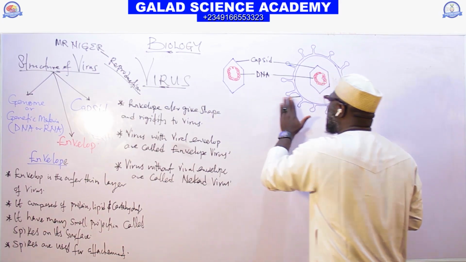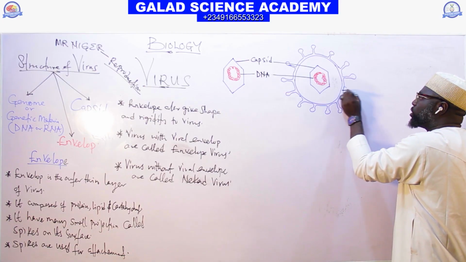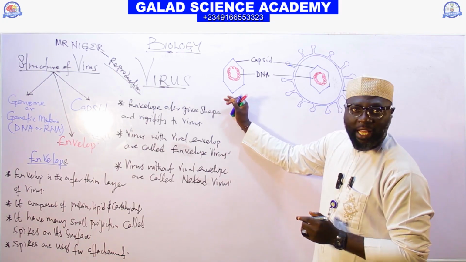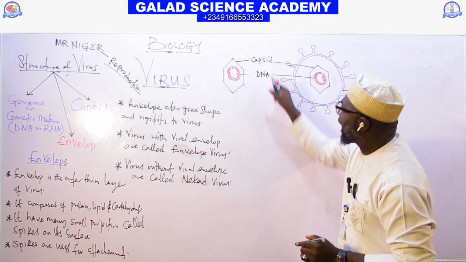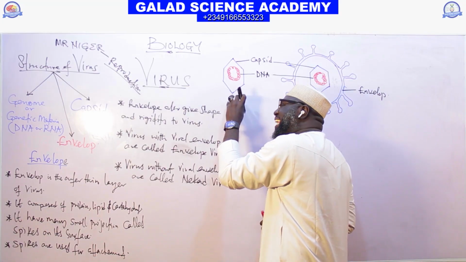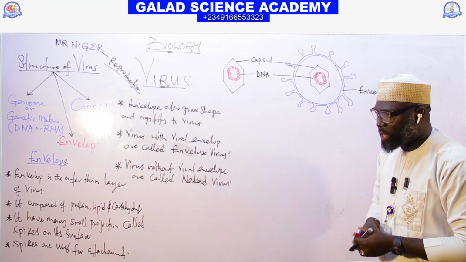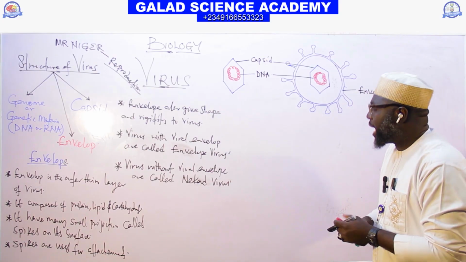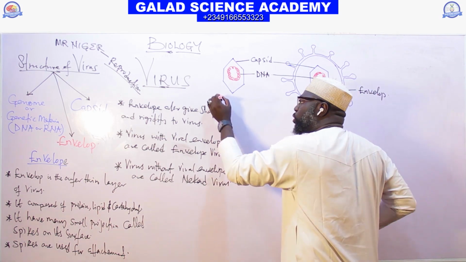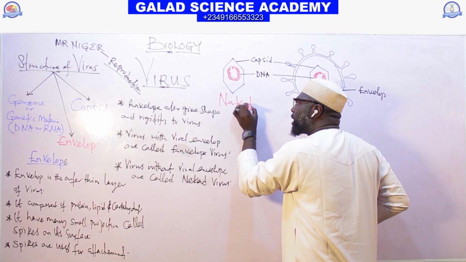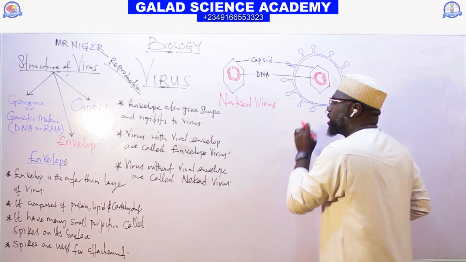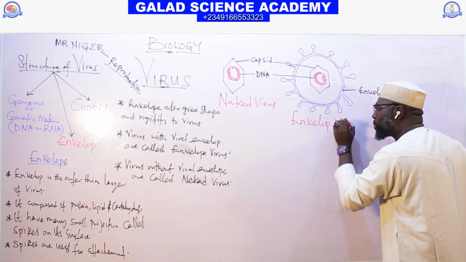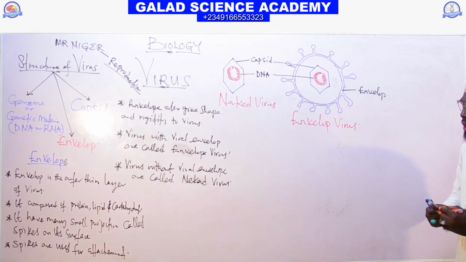The layer that surrounds it, we call it the envelope. But this virus here is a virus without an envelope. This one we call a naked virus, a virus without an envelope. So the name of this virus is a naked virus, and this one we call an envelope virus.